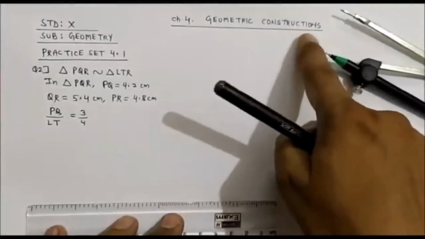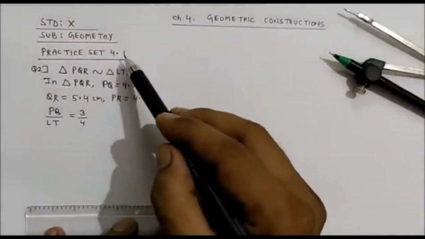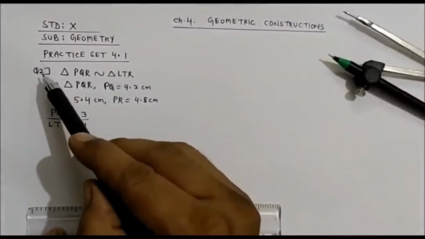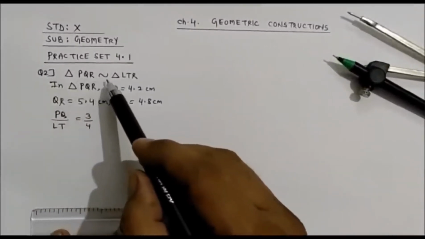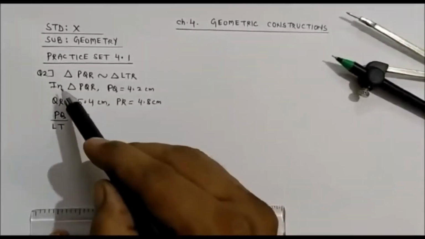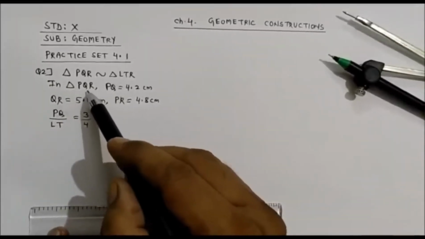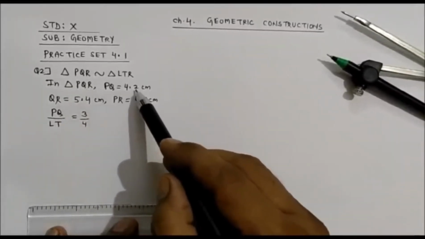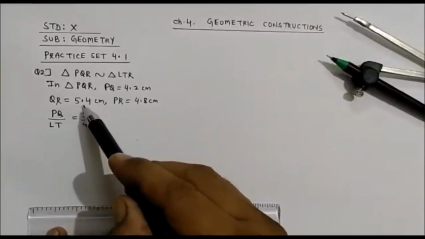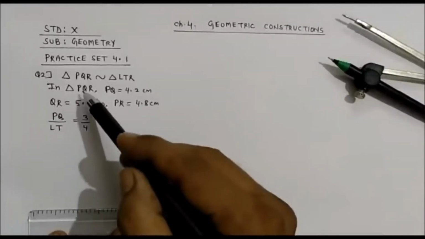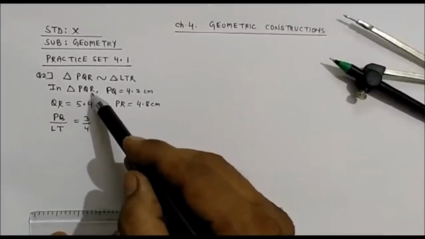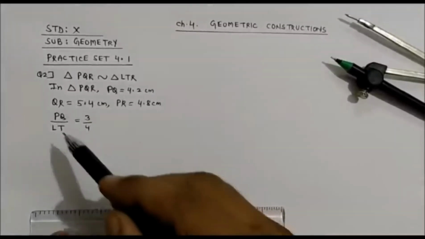In the topic Geometric Construction, practice set 4.1, today we'll see how to solve question number 2, how to construct triangle PQR similar to triangle LTR. Measurements of triangle PQR are given: PQ 4.2 cm, QR 5.4 cm and PR is 4.8 cm. So here we have the measurements of triangle PQR. This can be constructed.